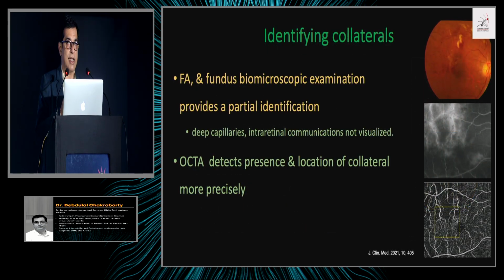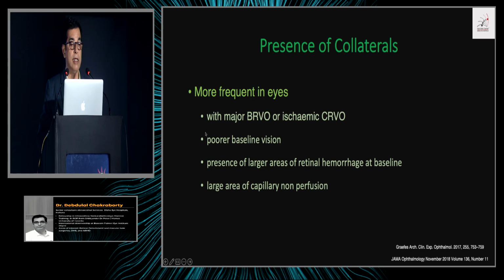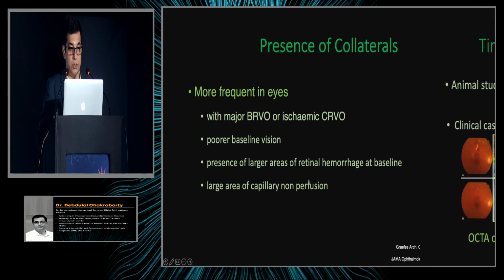So how to best identify them? FA and fundus biomicroscopy have been used traditionally for identification, but they provide at best a partial identification because deep capillaries and intraretinal communications are often not visualized. OCTA presents an opportunity to detect the collaterals in a much more comprehensive and precise way. They are more commonly found in eyes with major BRVO or ischemic CRVO, patients with poorer baseline vision, presence of large areas of retinal hemorrhage at baseline, and large areas of capillary non-perfusion.